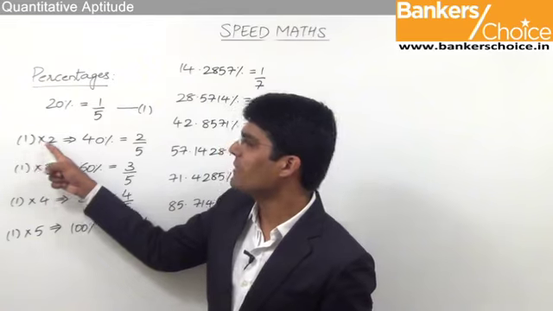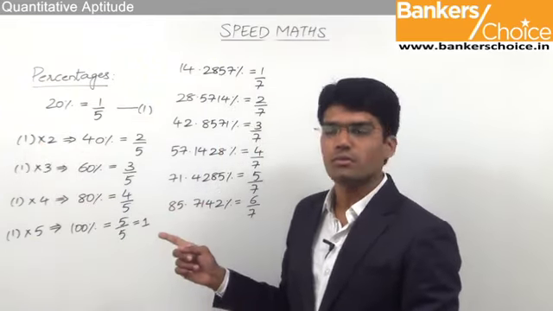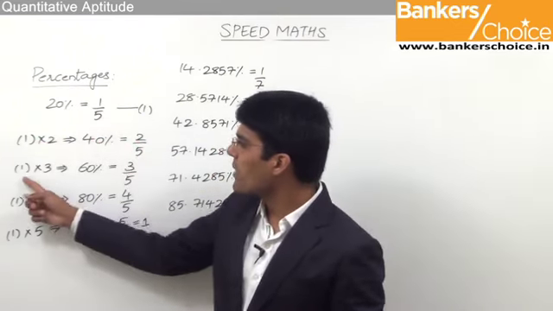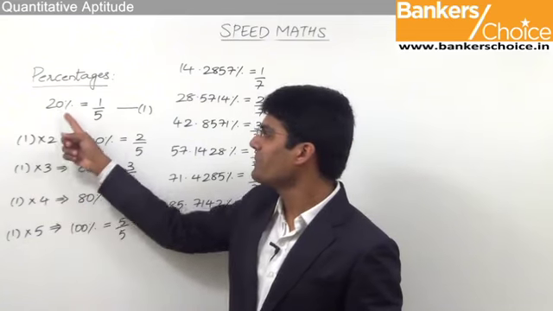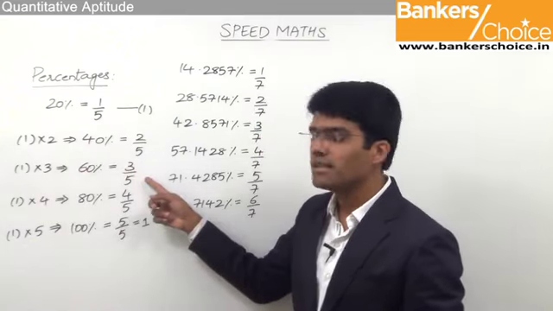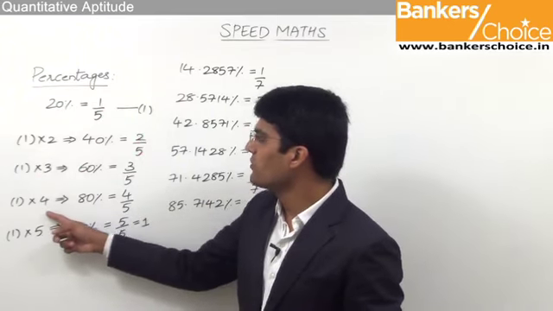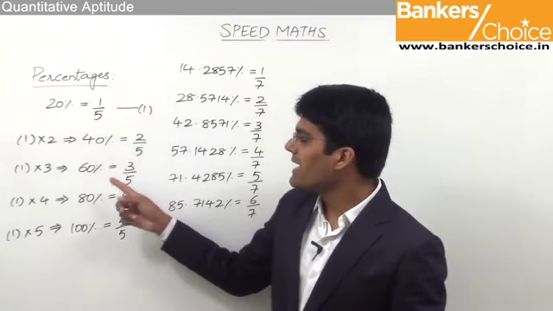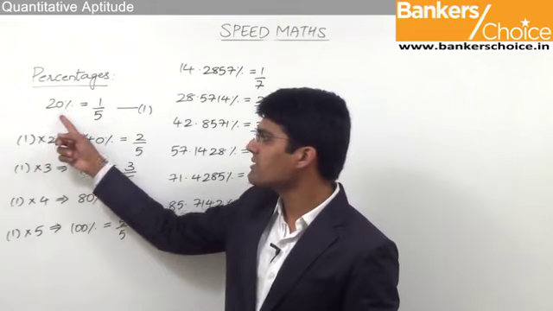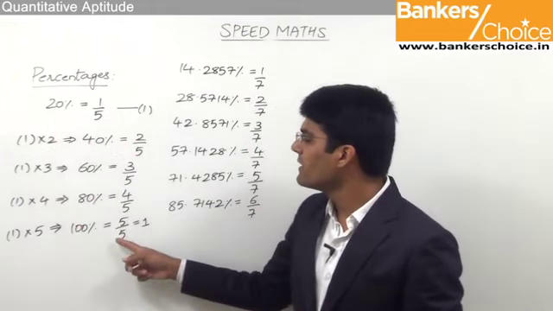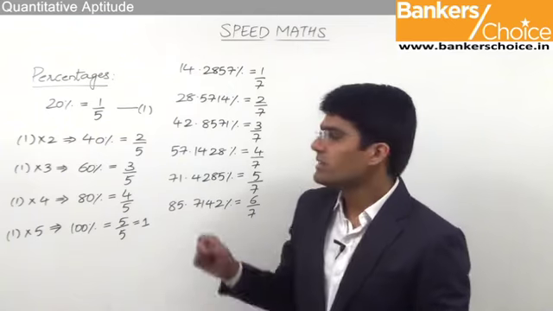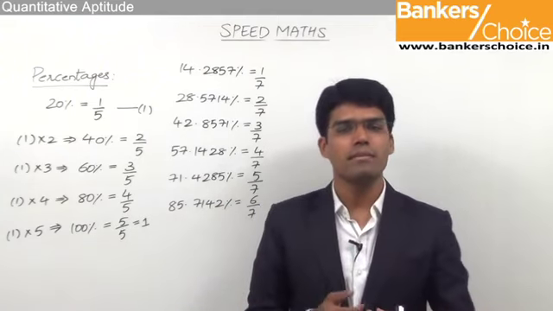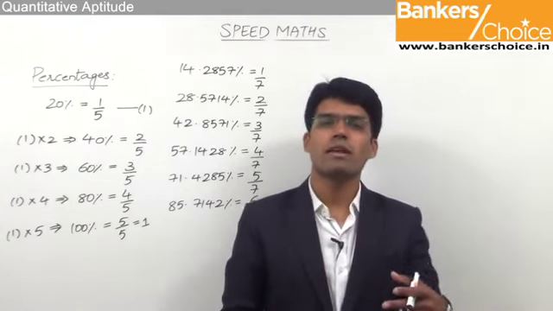Now equation number 1 when multiplied with 2, that means we are multiplying both the sides by 2. So 20% into 2, 40%, 1 by 5 into 2, 2 by 5. Equation number 1 multiplied with 3: 20% into 3, 60%. 1 by 5 into 3, 3 by 5. Then equation number 1 into 4, 20% into 4, 80%, 1 by 5 into 4, 4 by 5. And the last one, equation number 1 into 5, 20% into 5 is 100%, and 1 by 5 into 5 will be 5 by 5, which is equal to 1. So this is how we can simply take the given percentage in terms of its equivalent fraction and then find out all the multiples by multiplying both the sides with 2, 3, 4 and so on.